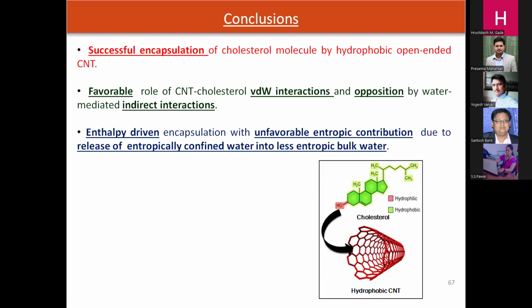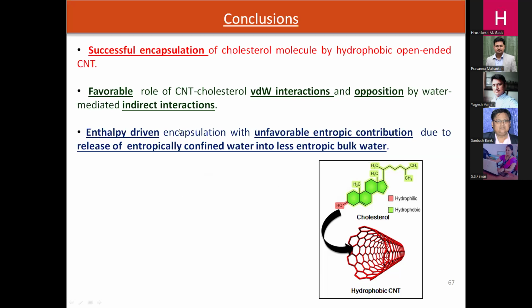Okay, so these are certain conclusions very specific to cholesterol. CNT can be used for cholesterol capture, basically driven by van der Waals interaction, opposed by water-mediated interactions. So it's an enthalpy-driven phenomenon with an unfavorable entropic contribution. The reason is that the water molecules, which were very ordered inside the CNT, are getting eliminated.